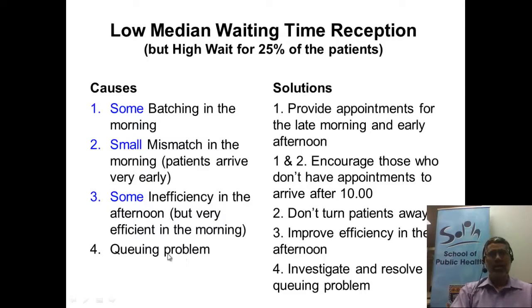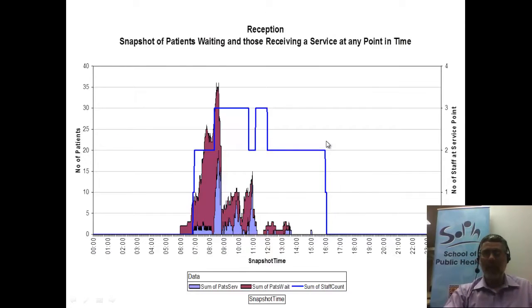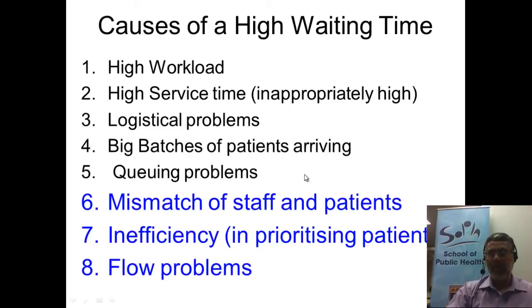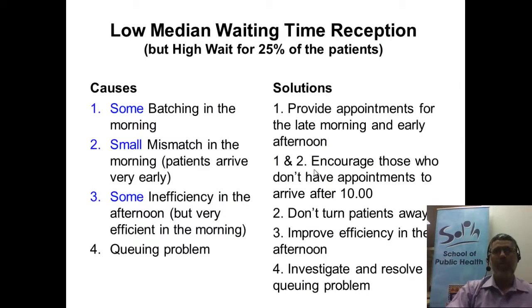Okay, and of course there was a queuing problem. So the solutions are as before: provide appointments for the late morning and early afternoon. So these appointments are a bit too early, and although it isn't causing a dramatic rise in waiting time, if they'd shifted that there, the waiting time could have been below 10 minutes for everyone. And of course, encourage those who don't have appointments to arrive after 10 as well, and don't turn patients away.